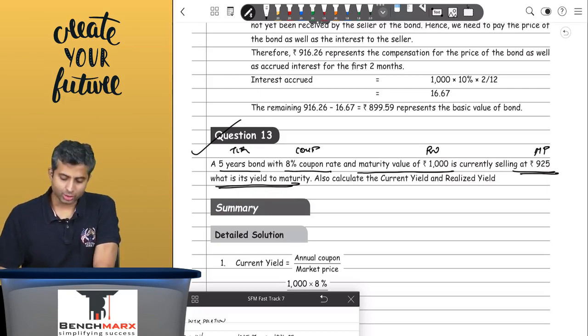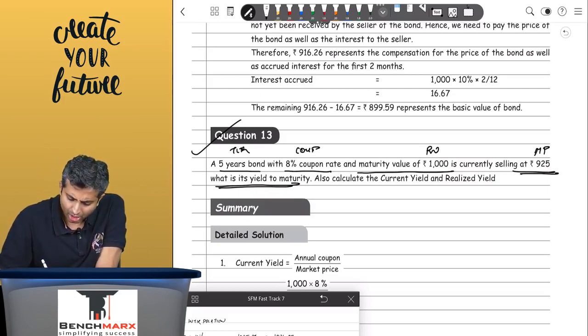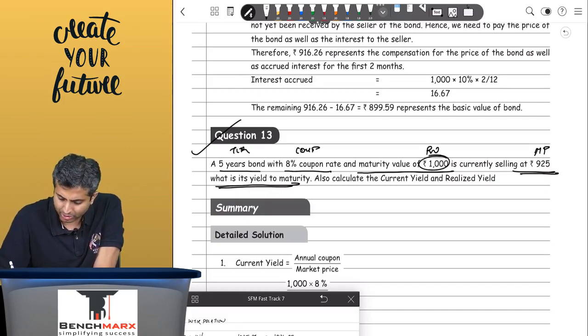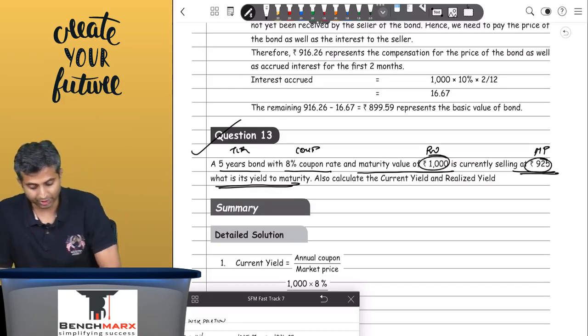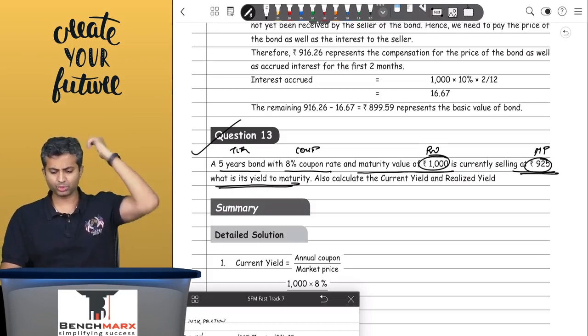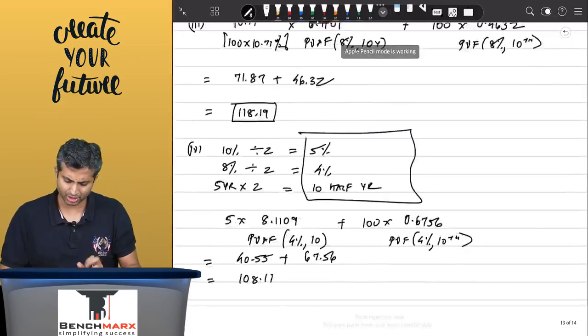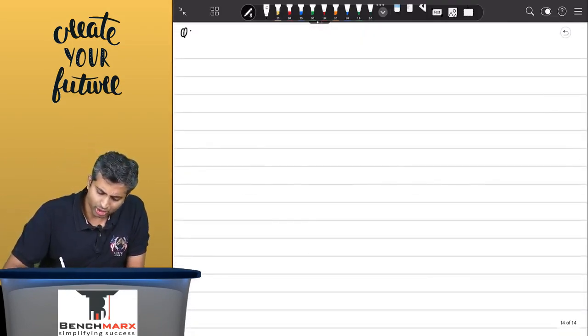Chalo, let us read this question. Question number 13. A 5-year bond with an 8% coupon and maturity value of 1000 is currently selling at 925. What is its yield to maturity? So this is a standard question, okay?